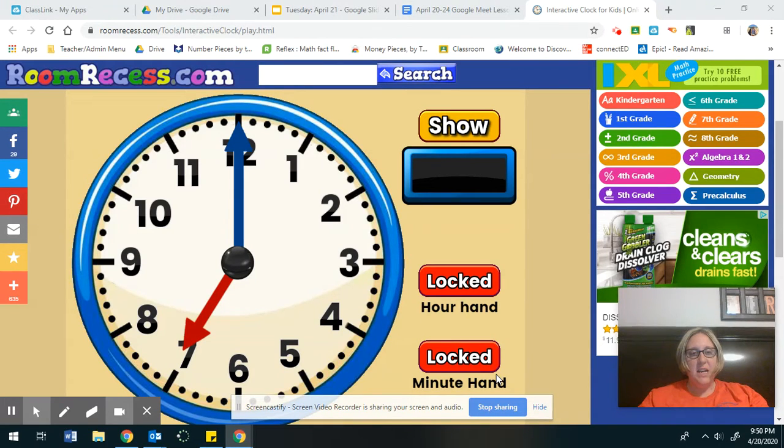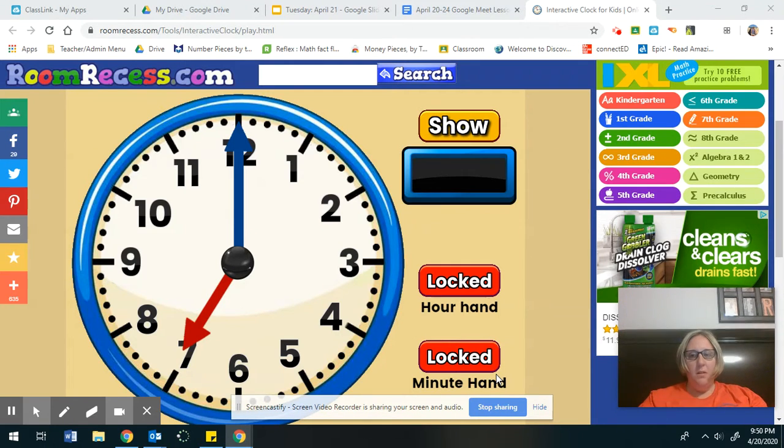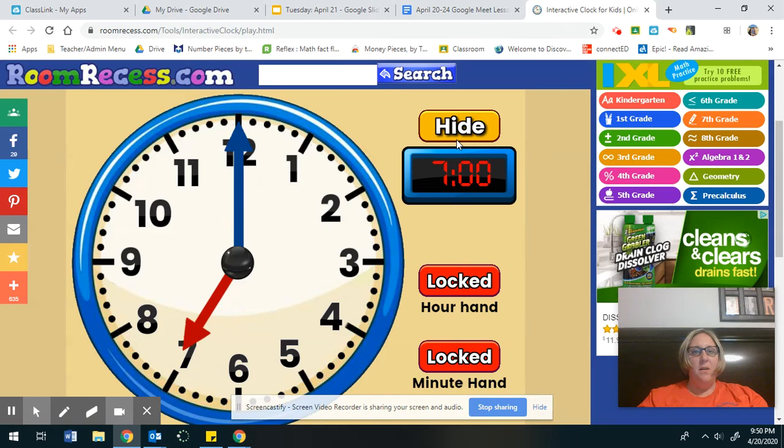Happy Tuesday. In math today, we are going to continue to talk about how to tell time. Yesterday, we talked about how to tell time to the half hour and the hour. And in our Google Meet session, we talked about two different types of clocks.